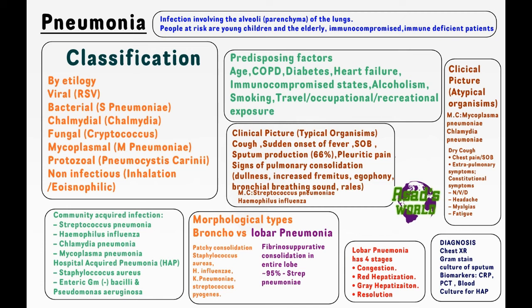First is congestion, red hepatization, gray hepatization, and resolution. I will discuss it later, but this is the short summary of pneumonia.